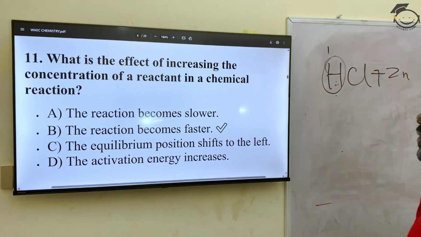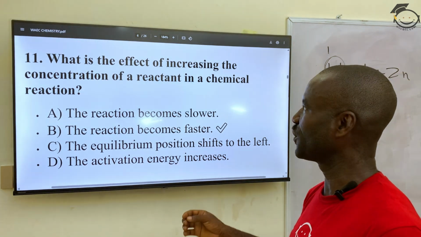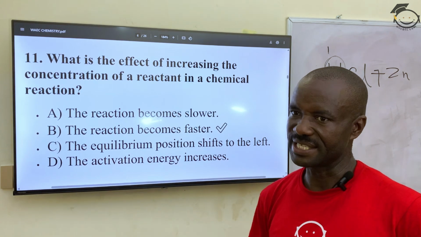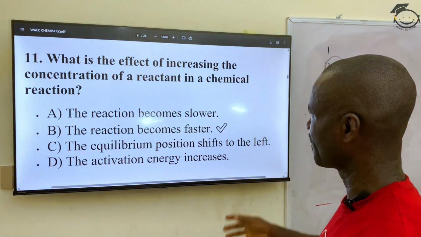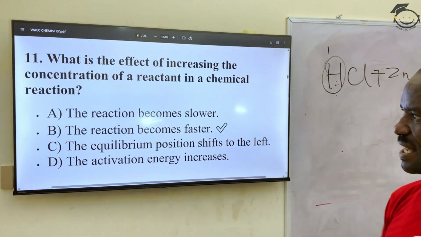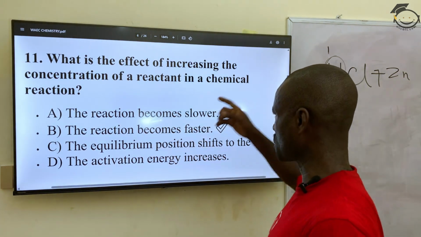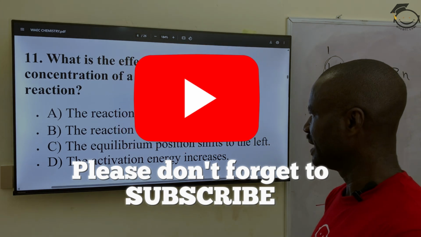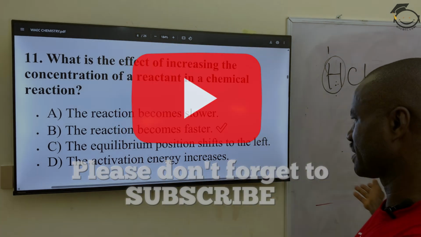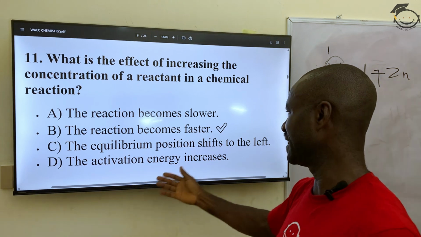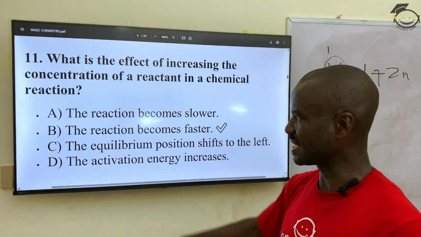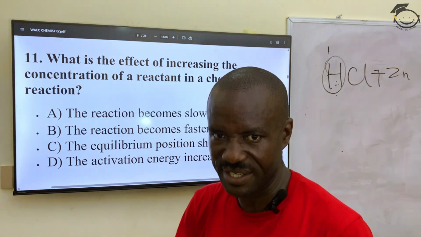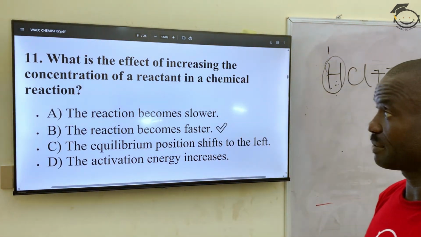What is the effect of increasing the concentration of a reactant in a chemical reaction? That is the effect of concentration. If we increase the concentration, how does it affect the entire system? The reaction becomes slower. The reaction becomes faster, which is B. The equilibrium position shifts to the left. The activation energy increases. The correct answer is B. The reaction becomes faster. An increment in the concentration increases the rate of a chemical reaction.